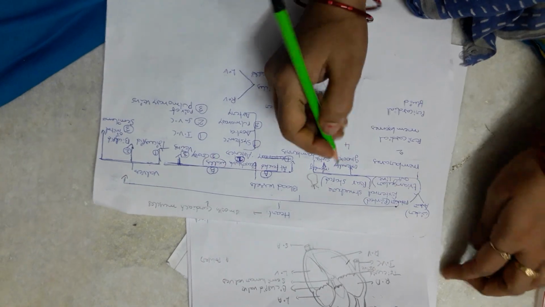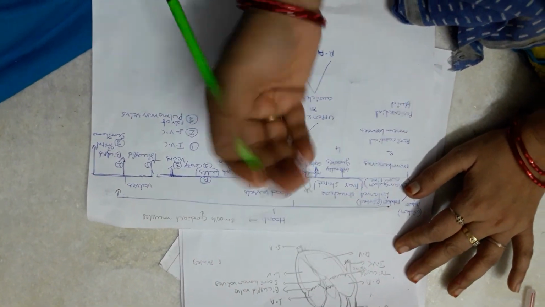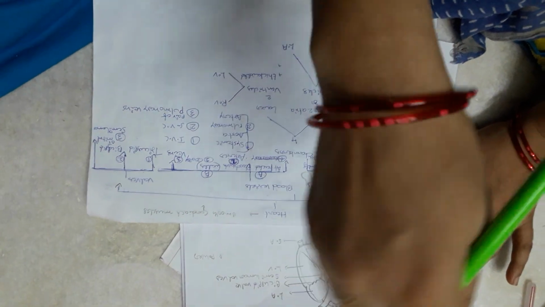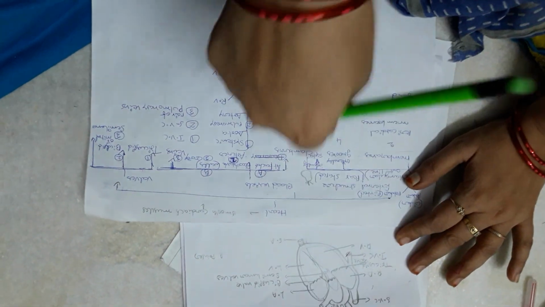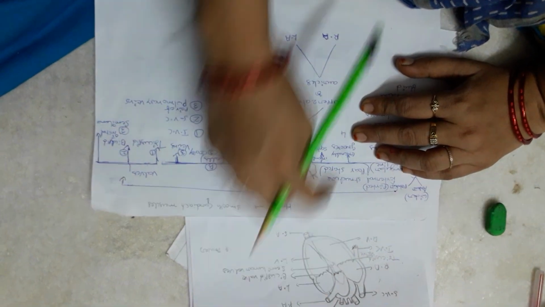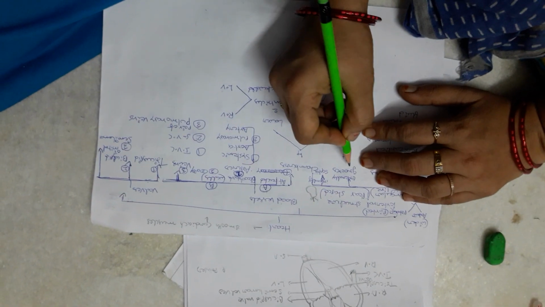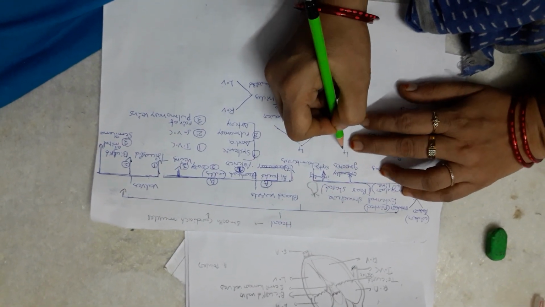And externally it is divided by 4 grooves, means just like depressions. If you cut a cake, how it looks like, in the same way it has 4 cuttings or 4 depressions. Those are known as grooves. So 4 grooves are known.